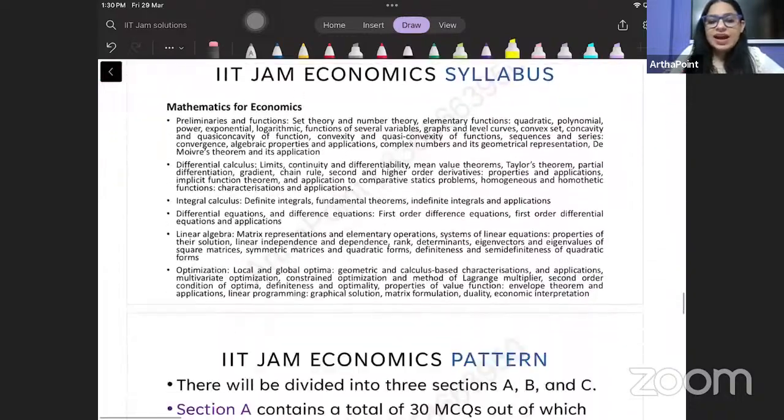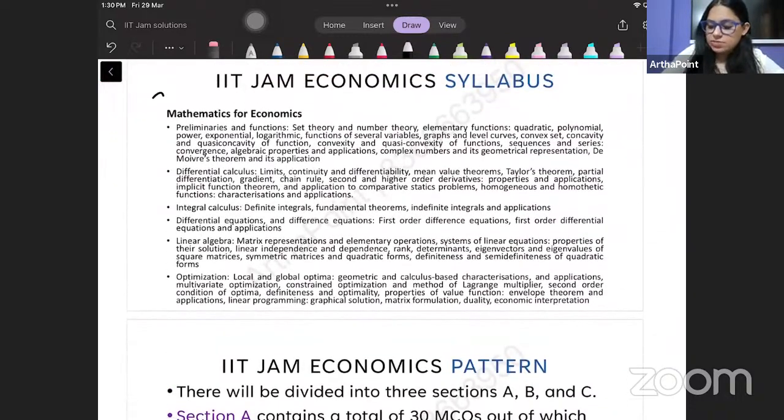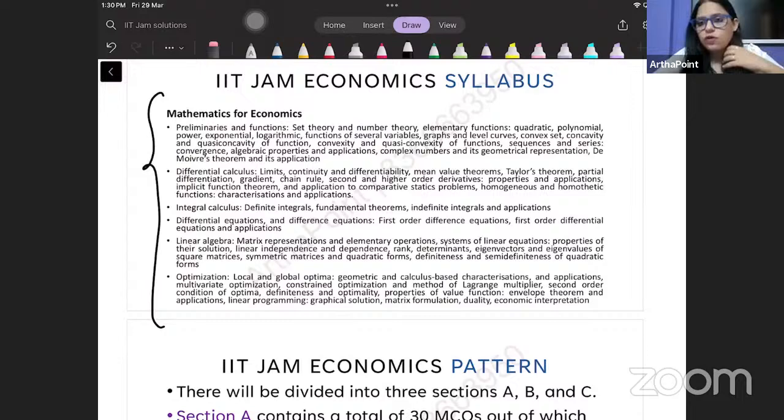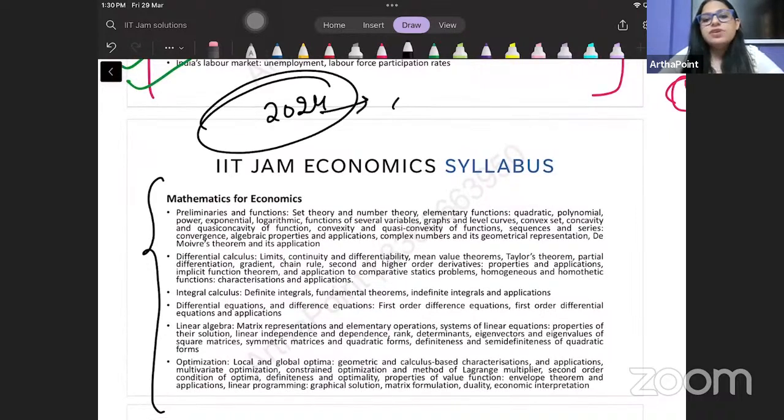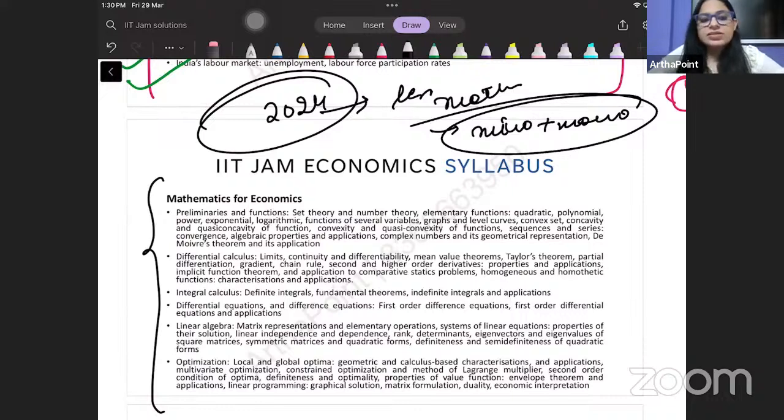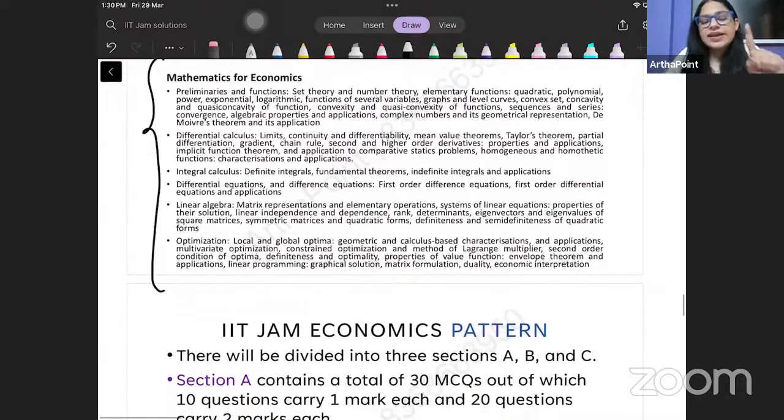Okay, beta. At last, we have the last chunk of the syllabus, which is maths. Maths is again a huge chunk of your IIT JAM syllabus, but luckily in the 2024 paper we had very little maths and it was more of a micro plus macro oriented paper. This year the amount of maths that was asked was comparatively less and it was more of a micro and macro oriented paper. Still, there are some fixed topics that are asked every year from the side of maths also.